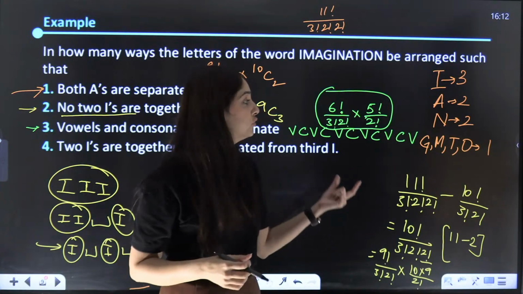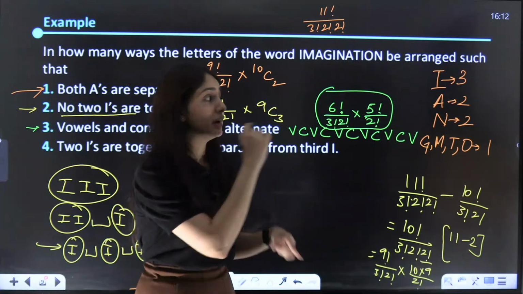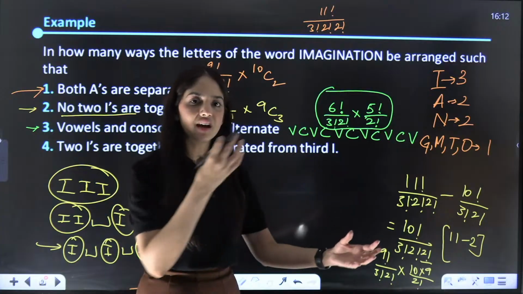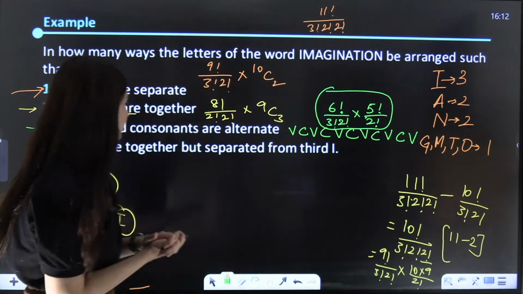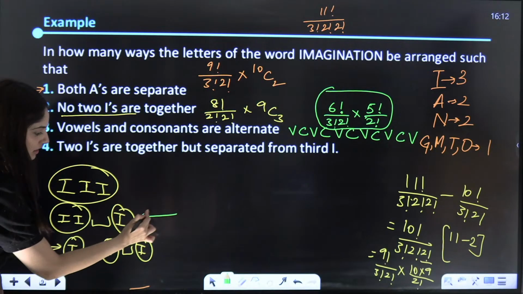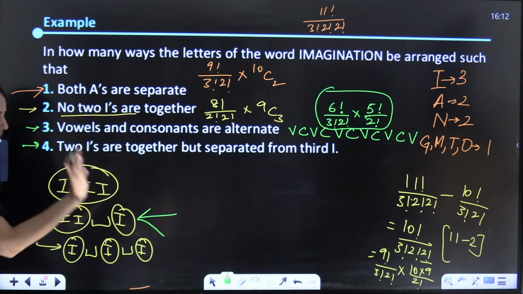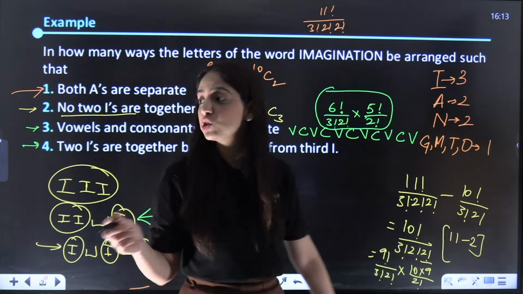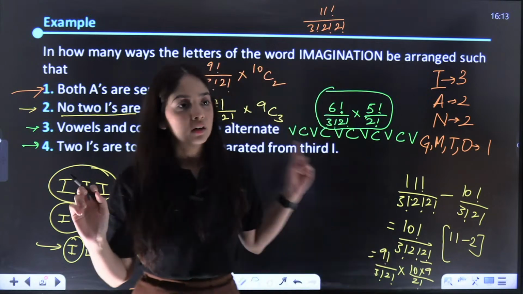Okay, but if this weren't true, if there were, let's say, 5 vowels and 5 consonants, then we would multiply this with a 2 factorial to count the number of cases when it starts with a consonant instead of a vowel. Clear? Okay. Now last one. 2 I's are together but separated from the third I. That means this case, when these two I's are together but this I is separate. Now it's using the bundle method to make sure 2 of them are together and the gap method to make sure the third I is separate.